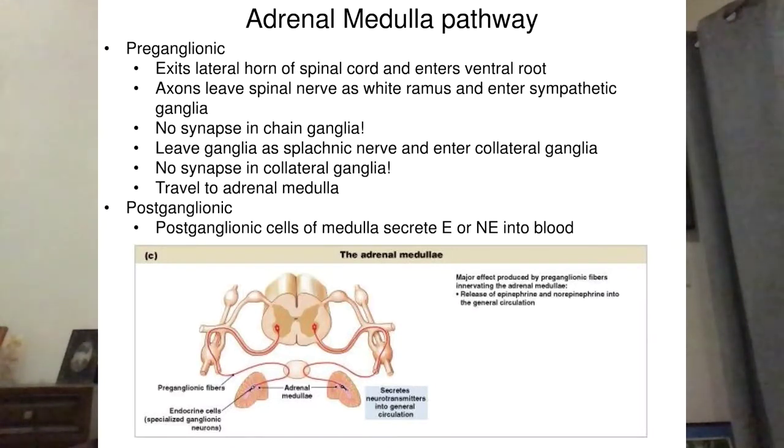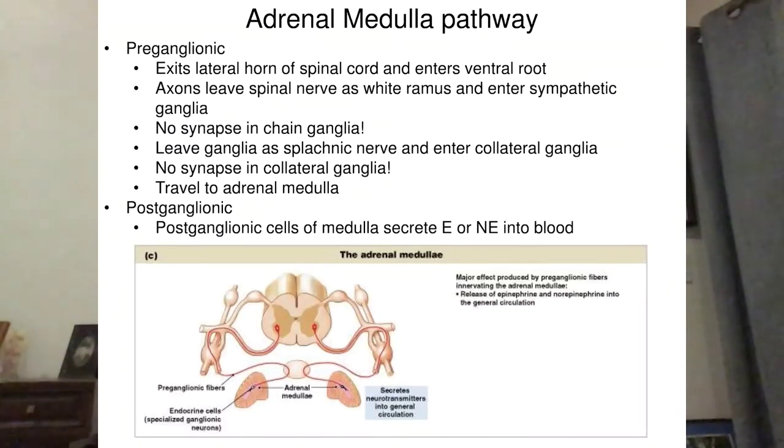And then it stretches from the collateral ganglia to the adrenal medulla. Remember, the postganglionic fibers now are located within the adrenal medulla, and they will be stimulated to secrete epinephrine or norepinephrine into the blood. And it maintains all the effects that we've been talking about in the thoracic and abdominopelvic cavities.